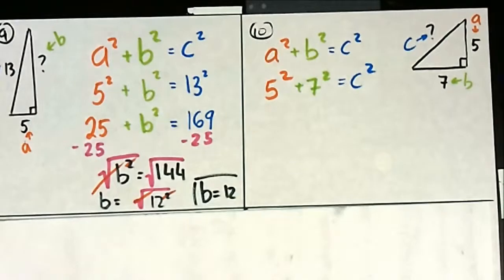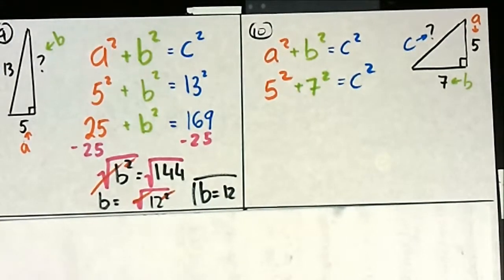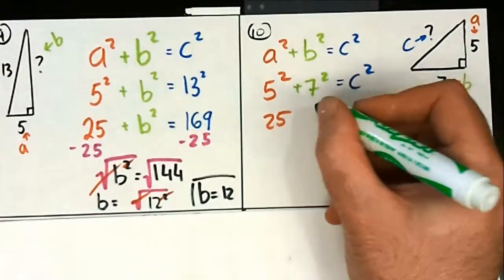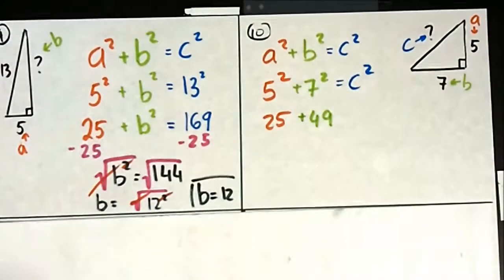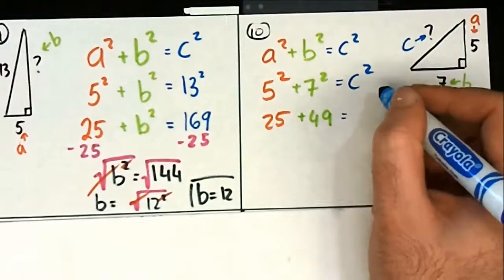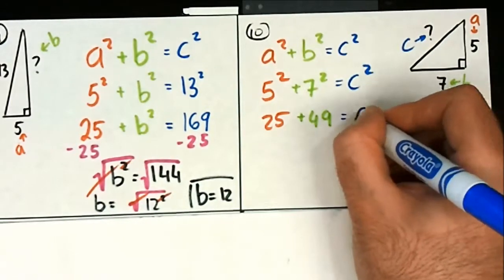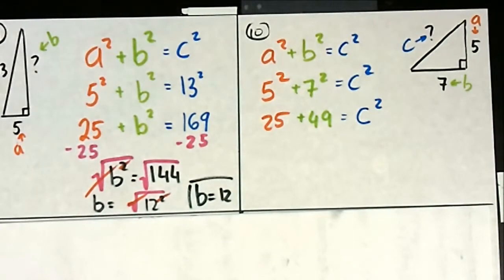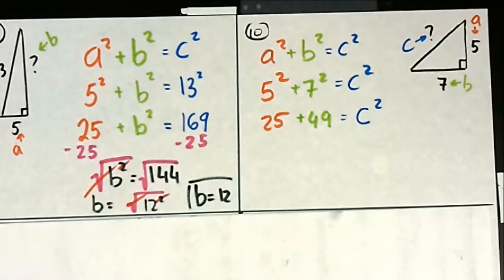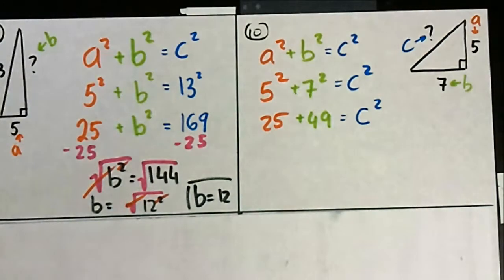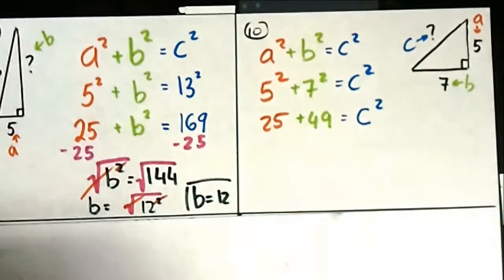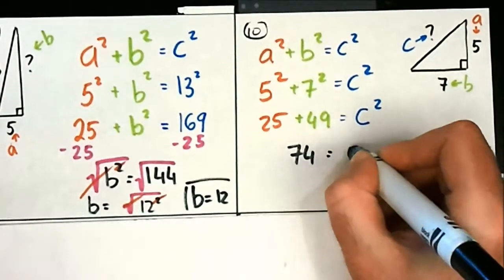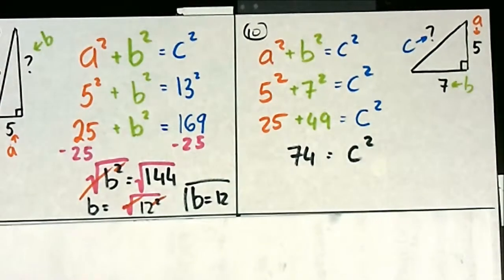What's 5 to the second power and what's 7 to the second power? 5 to the second power is 25. 7 to the second power is 49. Okie dokie. So, what is 25 plus 49? It's 74. Okay, so C squared equals 74.